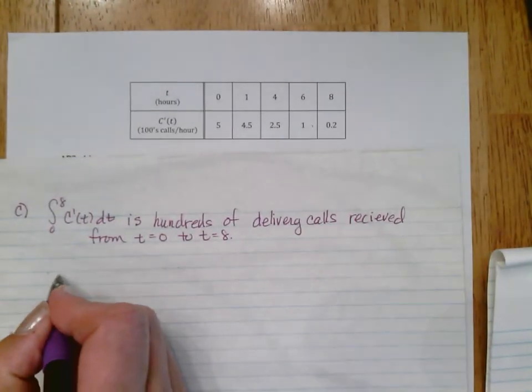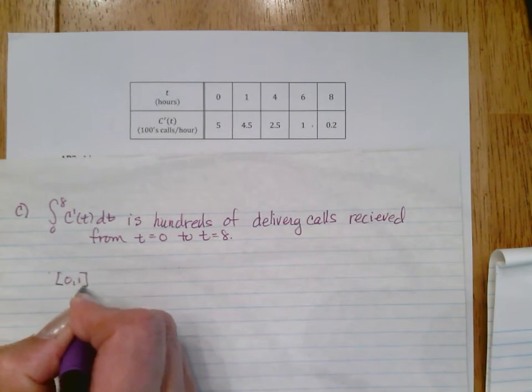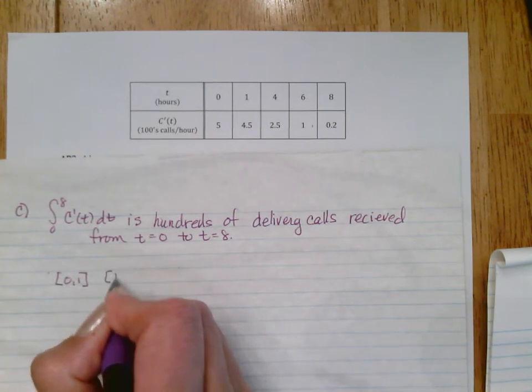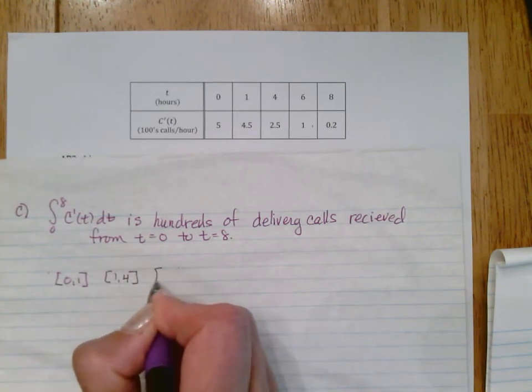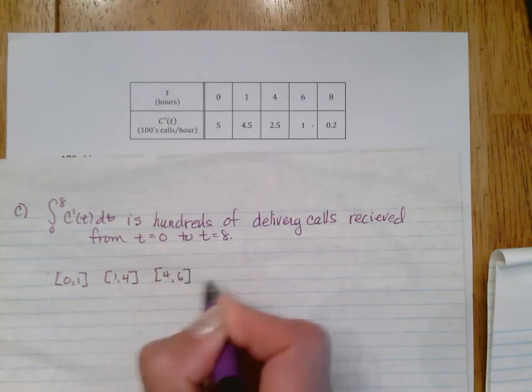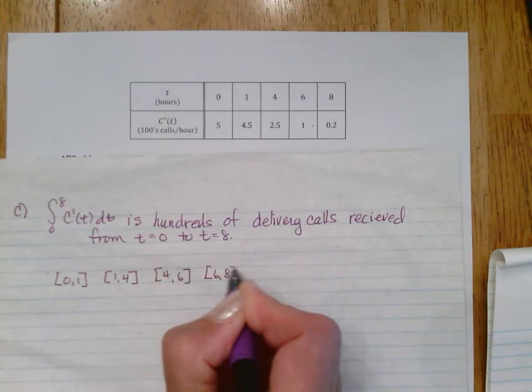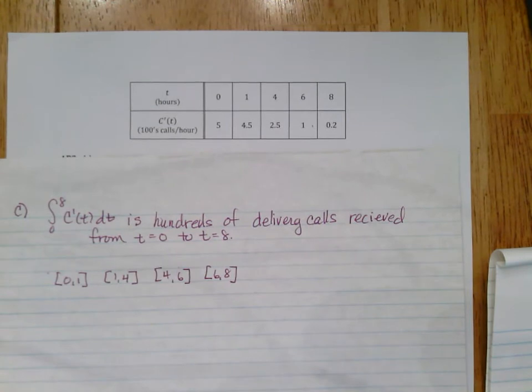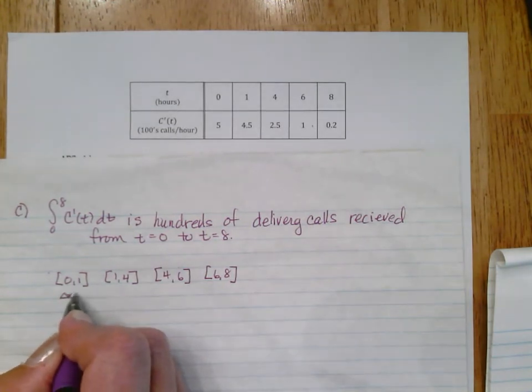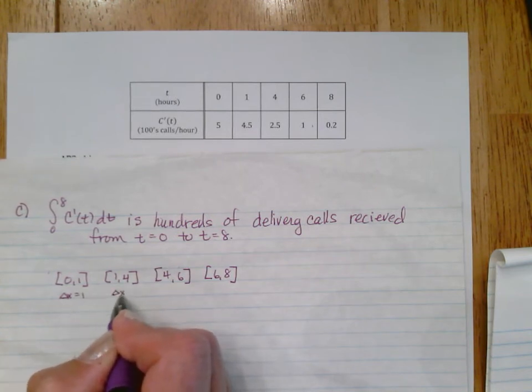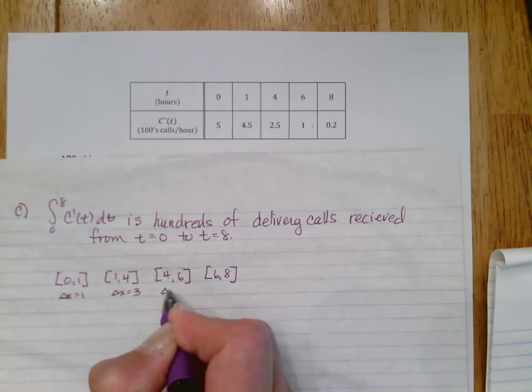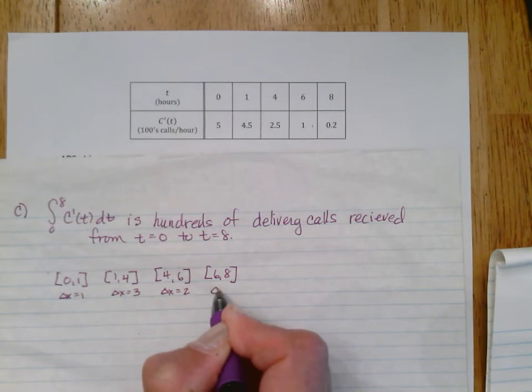So our intervals are 0 to 1, 1 to 4, 4 to 6, 6 to 8. There's our 4 subintervals based on the table. Delta x here is 1, delta x here is 3, delta x is 2, delta x is 2.